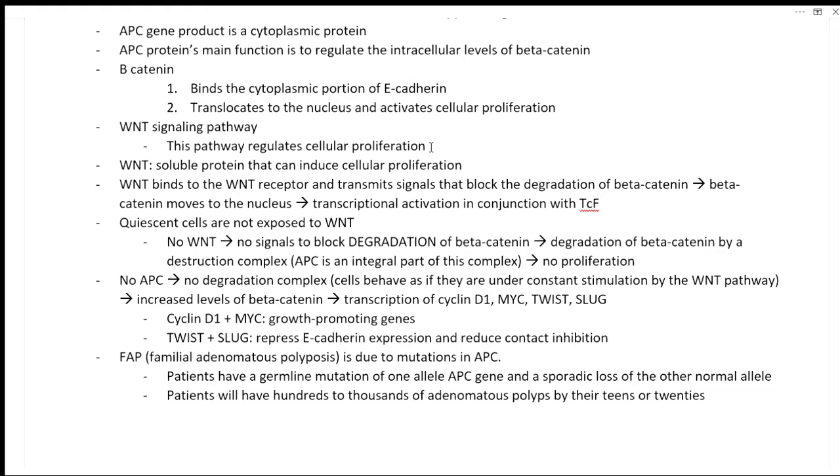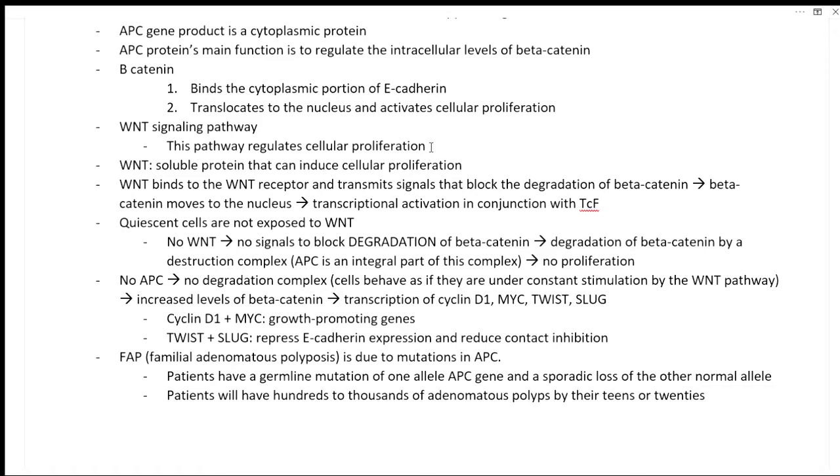There's something called the WNT signaling pathway. This is a pathway that regulates cellular proliferation, and this ties in to beta-catenin and the APC gene. So how does that happen? WNT is a soluble protein that can induce cellular proliferation. It binds to its receptor on the cell surface and leads to a cascade of events and signals that will end up blocking the degradation of beta-catenin.